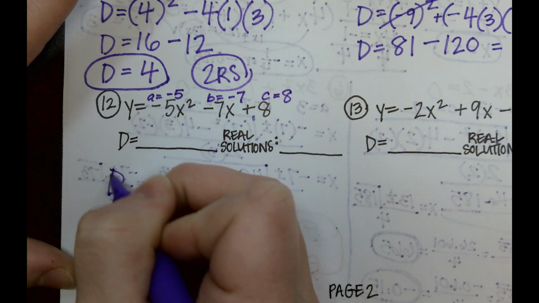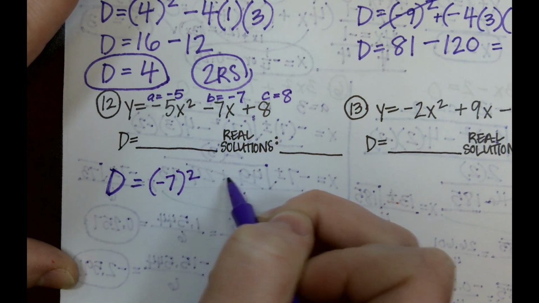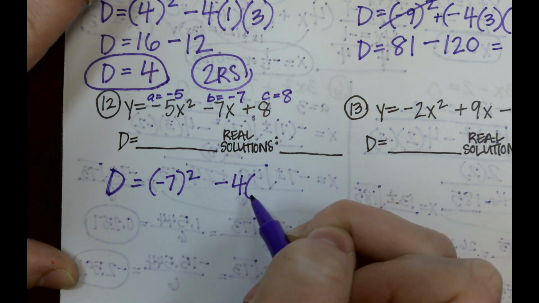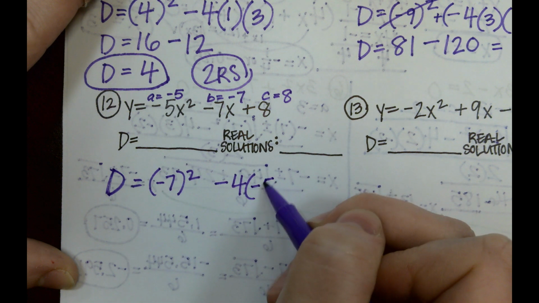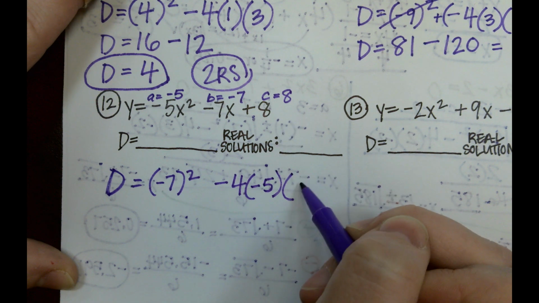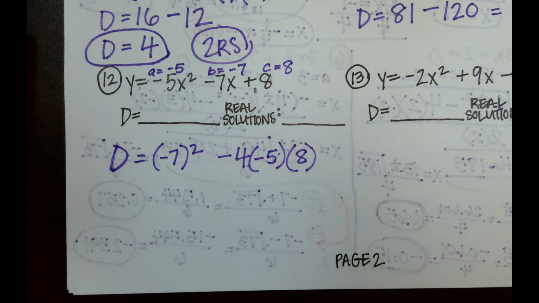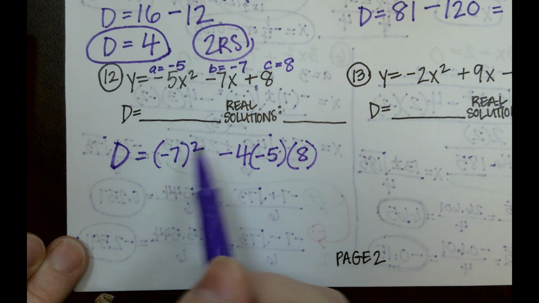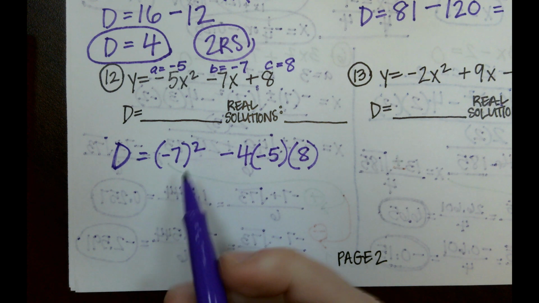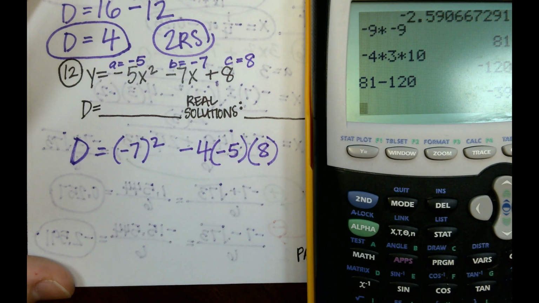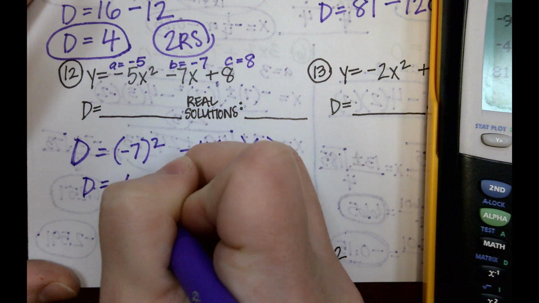So, I'm going to do B squared, which is negative 7 squared, minus 4 times A, which is, what's our A? Negative 5, good, times C, which is 8. Okay, so let's see, negative 7 squared. What does that really mean? What are we doing here? Negative 7 squared. 7 times negative 7. Good, negative 7 times negative 7. It's going to put us at 49. So now we have D equals 49.